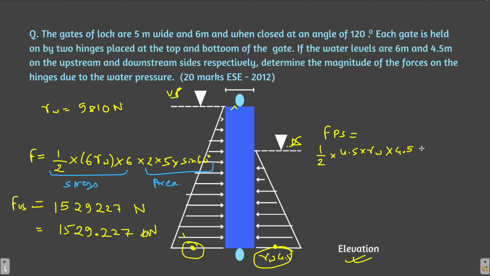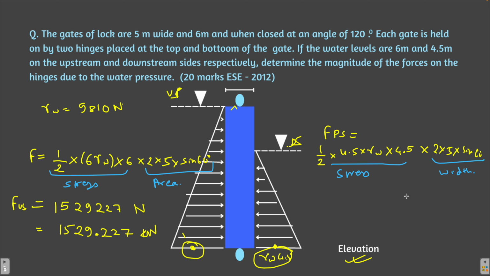Now this is the total stress acting on the gate from the downstream side. If you multiply this stress with the depth of the gate of both the gates, that is the same, 2 into 5 into sine 60 degree, you will get the total force. So 2 into 5 into sine 60 degree. Actually, this is the width of the gate.